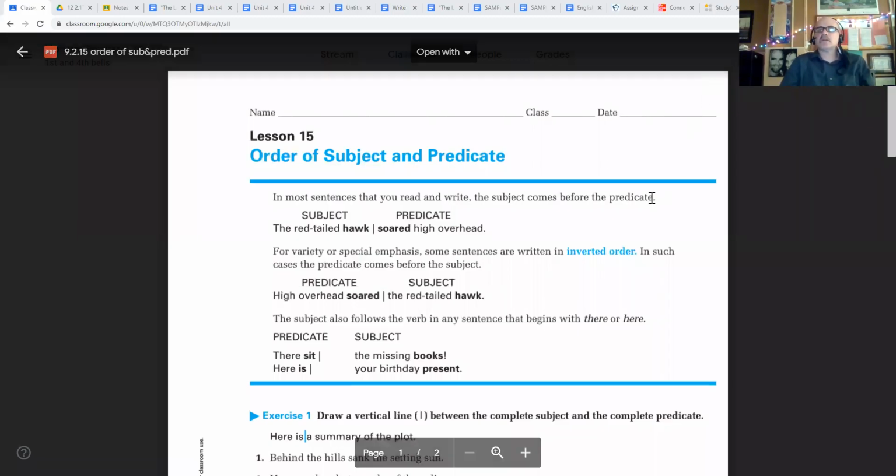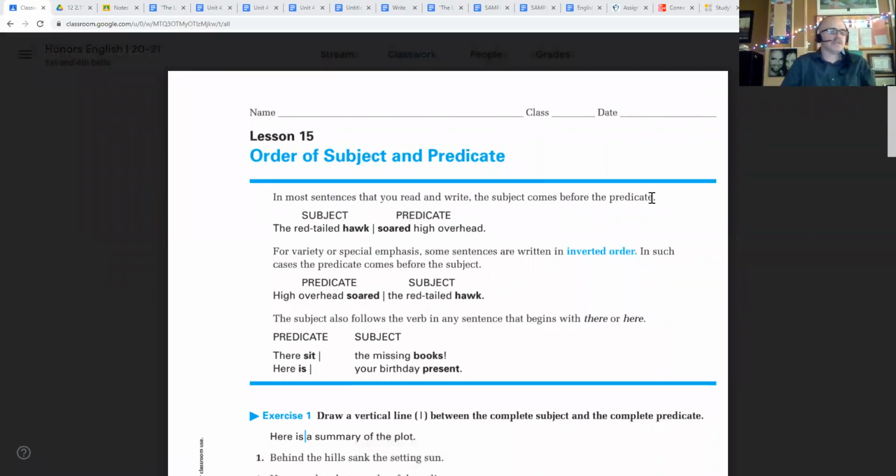Hey guys, Mr. Cooney here with grammar lesson 15, and this is about the order of the subject and predicate. The reason we have a lesson on this is because normally you would have the subject first and then the predicate, but that is not always the case, and there are some reasons for that happening.